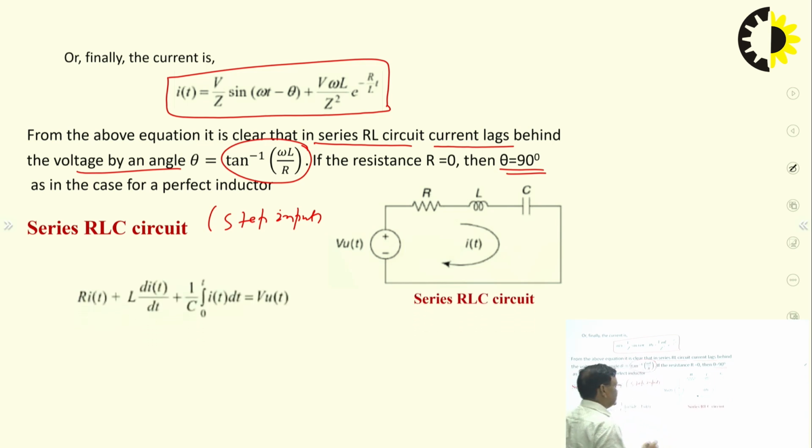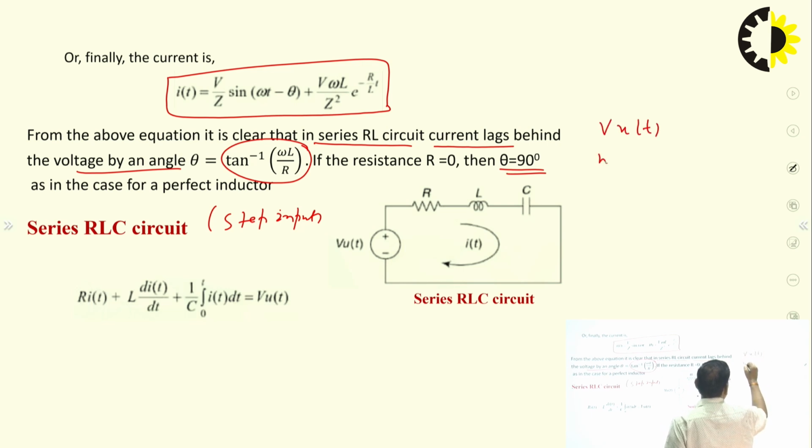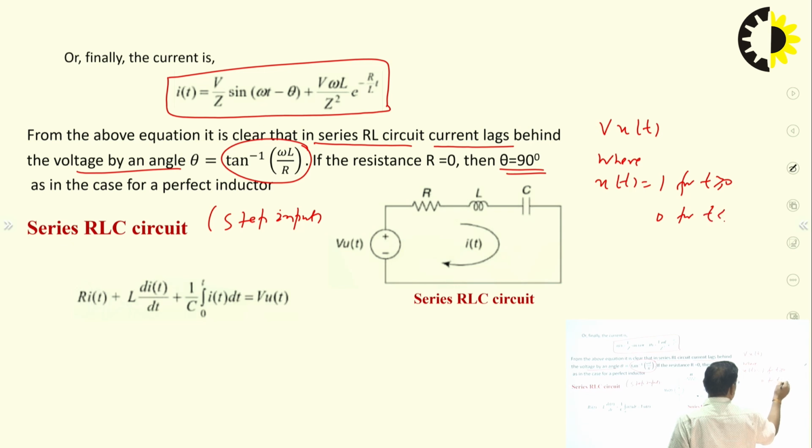So apply Kirchhoff's voltage law. We can write R i(t) plus L di upon dt plus 1 by C integral of i(t) dt over 0 to t is equal to V u(t). Where if you remember, u(t) is a unit step, its value is 1 for t greater than or equal to 0 and 0 for t less than 0.